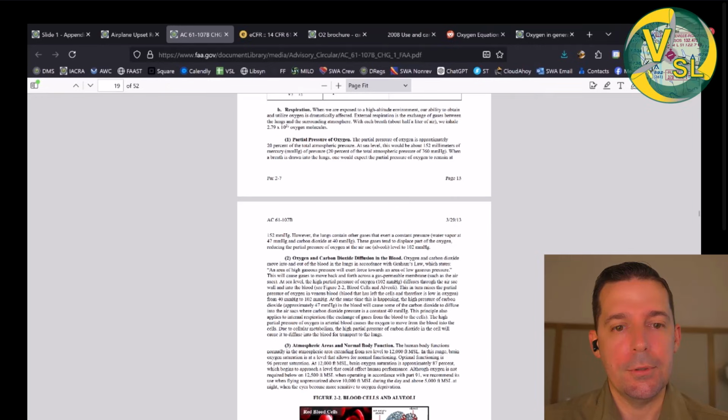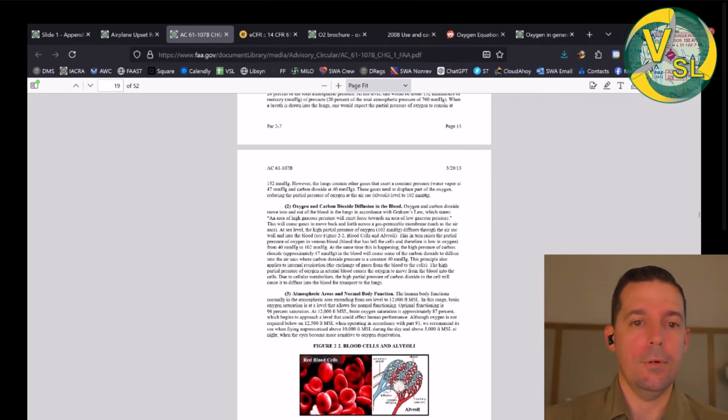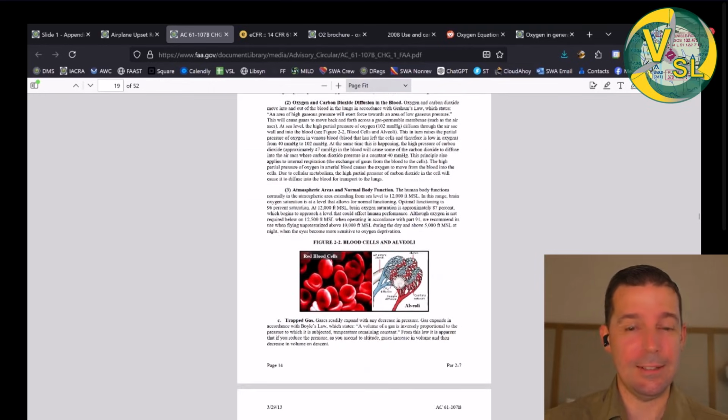But then you go up to 12,000 feet, and if you account for the amount of carbon dioxide diffusion in the blood, and you account for the water vapor that's in your lungs, because that's taking up some space, that's where we get to, okay, just at 12,000 feet, we're going to see a drop from around 98% down to about 85%. So that partial pressure already at 12,000 feet is affecting us. And in fact, this AC talks about how even at 10,000 feet, we can already see the effects.